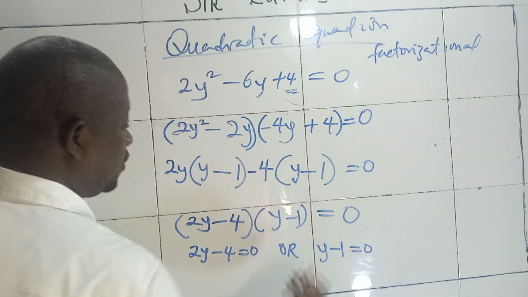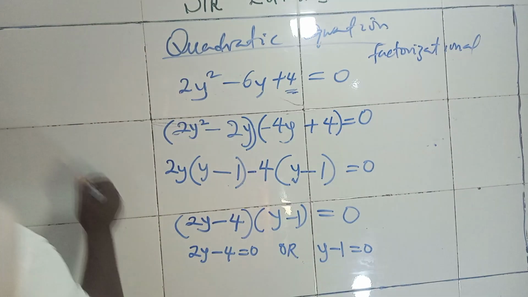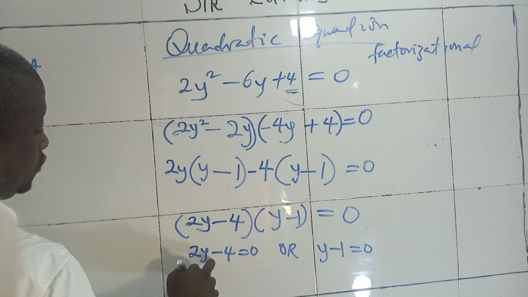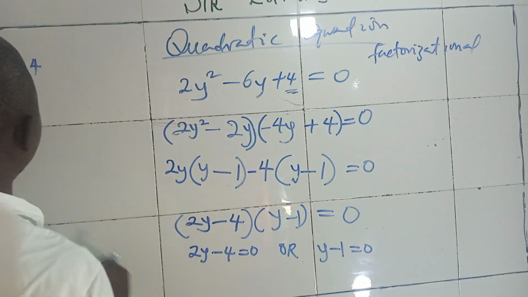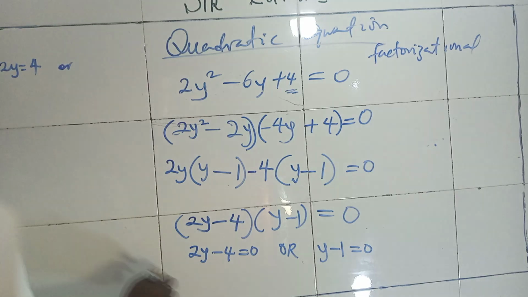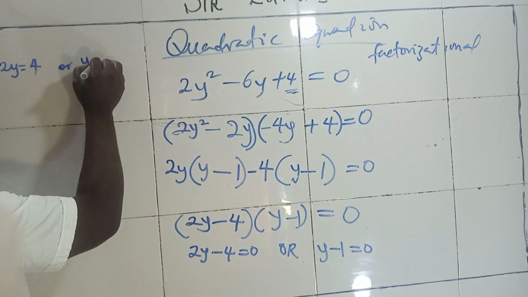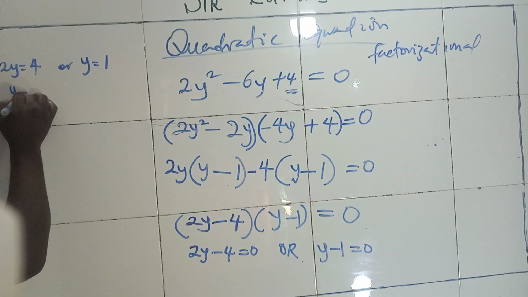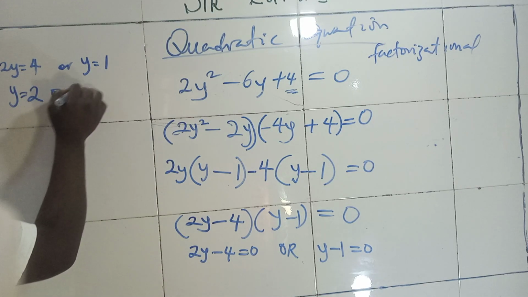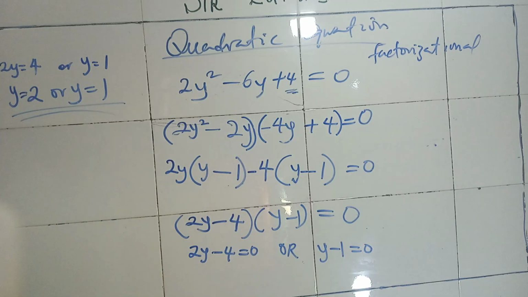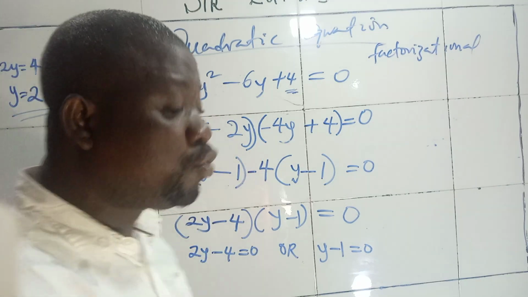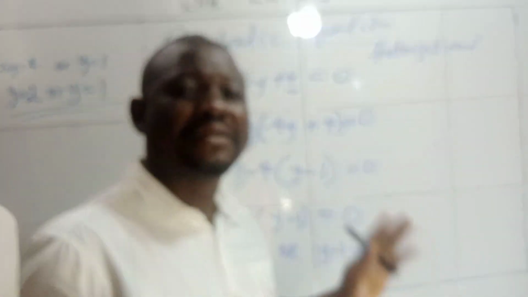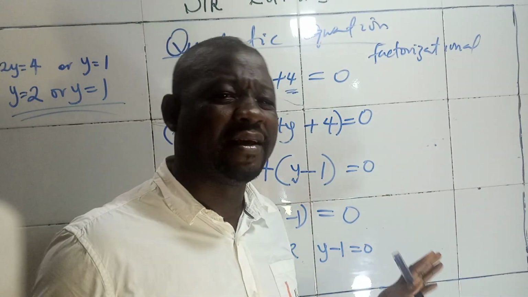This is now a linear equation. You can now say that 2y is equal to 4. So this one comes to this side: 0 plus 4. That's 2y is equal to 4, or y is equal to 1. So from here you can say y is equal to 2 or y is equal to 1. So that's the answer. So just apply this principle to any quadratic equation. You are going to get your answer. I think that is clear enough.